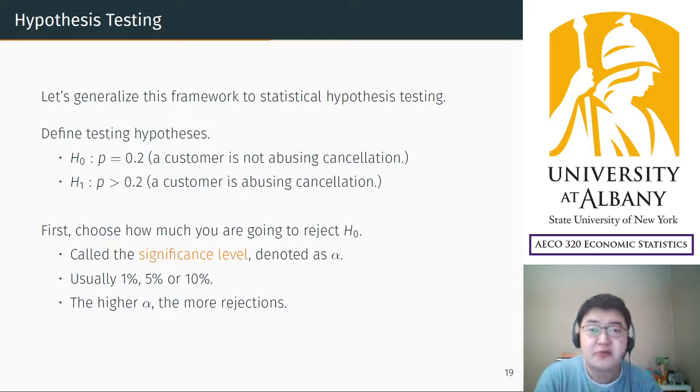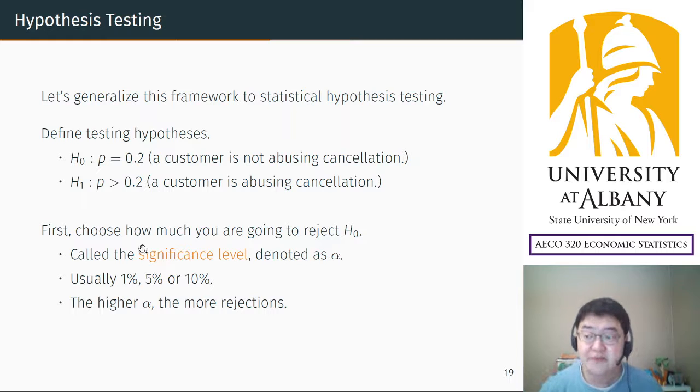So in the previous video, I used a cancellation example to explain the idea of hypothesis testing, the relationship between likelihood and the probability to the suspiciousness, right? So we interpreted the suspiciousness as a kind of probability. So I am going to generalize that framework to a more statistical setup.